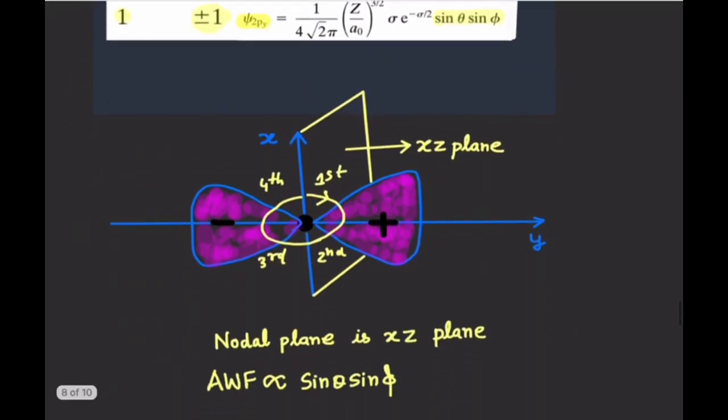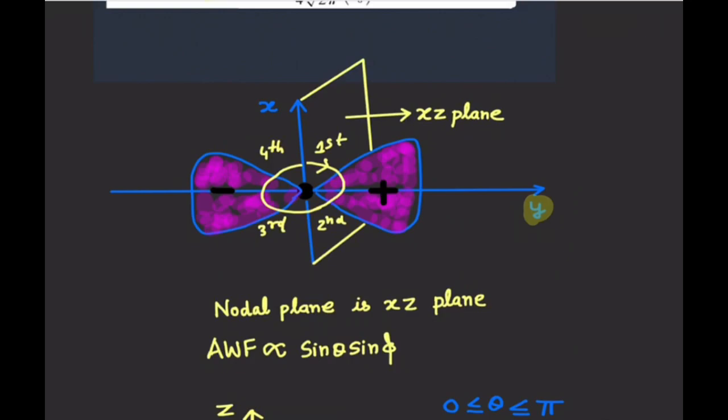So this is the diagram of 2py. This is the y-axis and this is the x-axis, and from the nucleus there is a plane. This plane is known as the nodal plane. So for 2py the nodal plane is the xz plane.